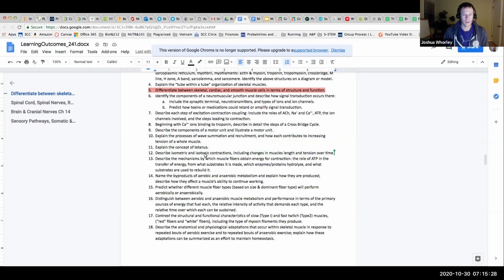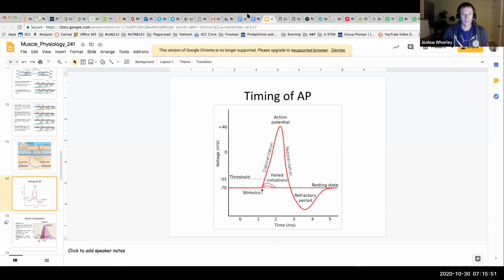And then we'll talk about these different types of contractions, isotonic and isometric contractions, and the two different types of isotonic contractions that we can do. And then we'll move on to more muscle physiology of generating energy and using energy to fuel contractions. Okay, so let's jump back over to our lecture.